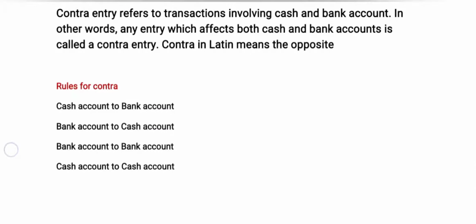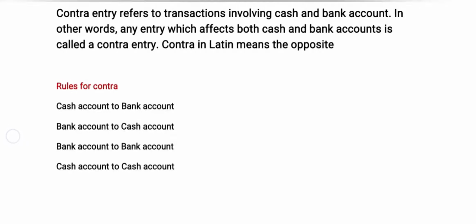Four types are mainly treated as contra entry. It is an opposite entry on both sides. Now we are coming to cash account to bank account. Here when an amount is deposited into the bank, this is a contra entry. Now we are coming to bank to cash. It is withdrawal. The first one is deposit, another one is withdrawal. The amount is taken from the bank for office use.